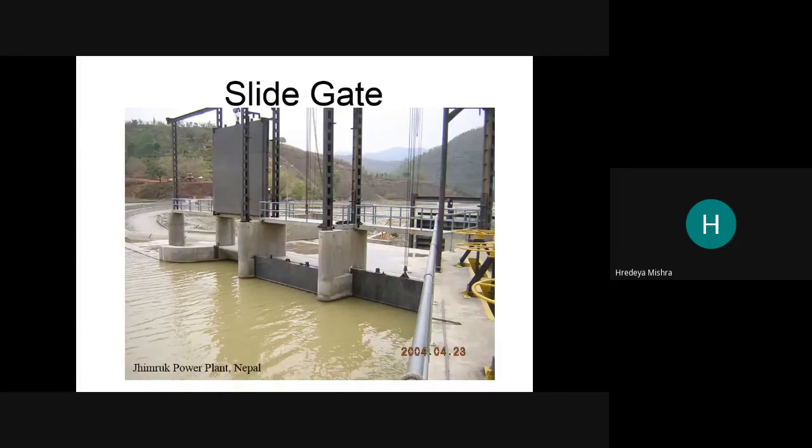Slide gate. See, here is the slide gate. We can slide it up and down. See here, this stops the flow and this opens the gate. We just slide the gate up and down to open and close it for the supply of water.